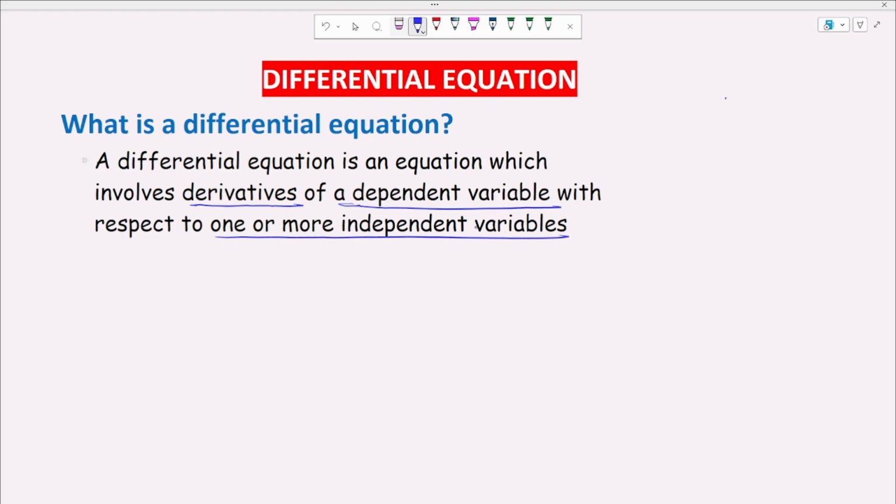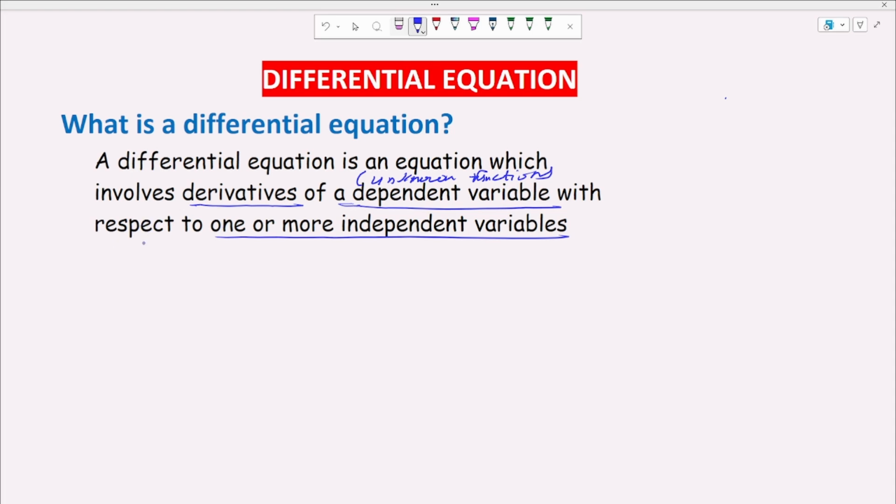independent variables. Now, in some books, we write unknown function in place of the dependent variable. That is what they do. So, unknown function. So, that is it. So, we have the differential equation.